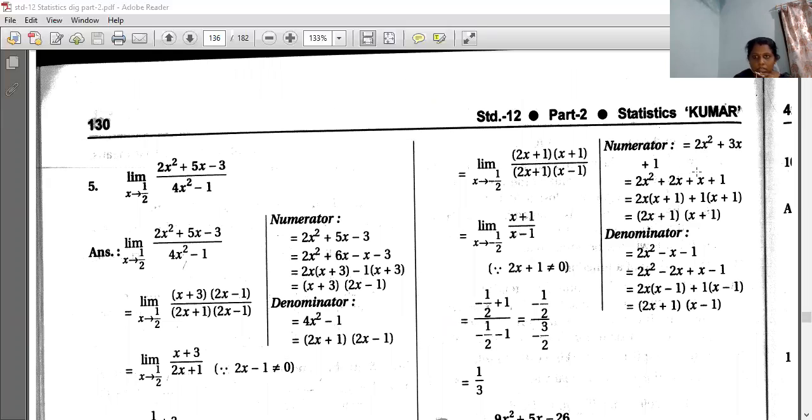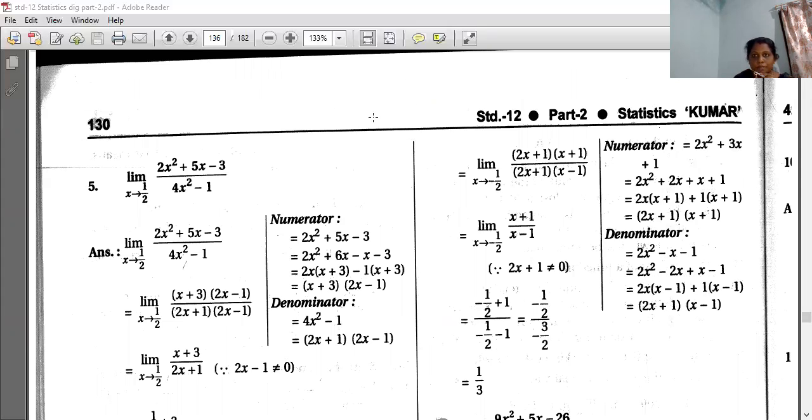Here, numerator and denominator you have to solve. 2x square plus 3x plus 1. So you have to split the middle term and you will be getting 2x plus 1 and x plus 1. 2x square minus x minus 1. So 2 minus 1 is 1. So 2x square minus 2x plus x minus 1. So that comes to 2x plus 1 and x minus 1.